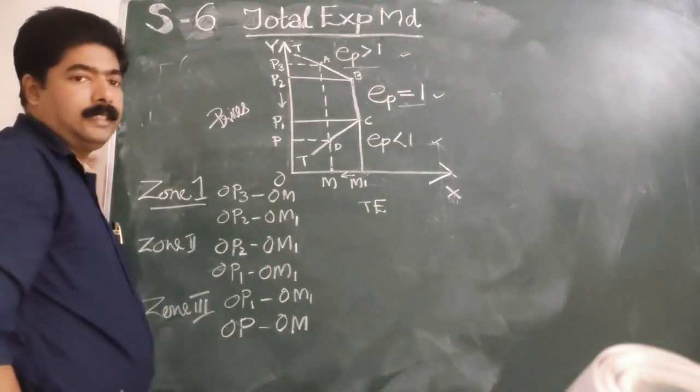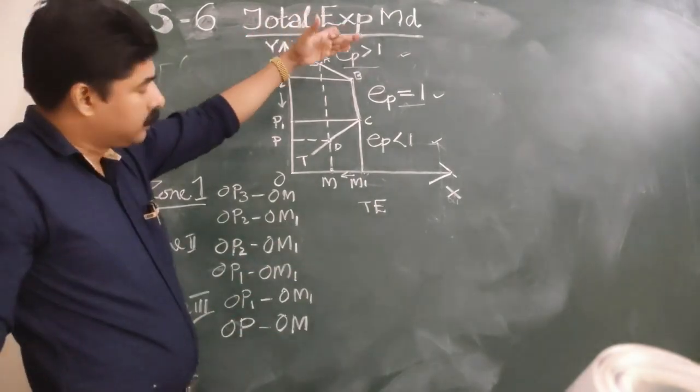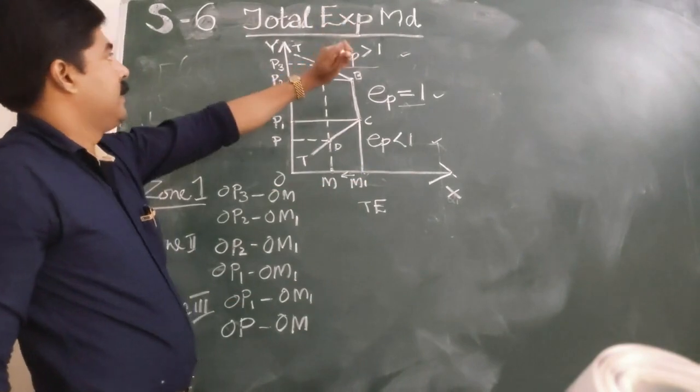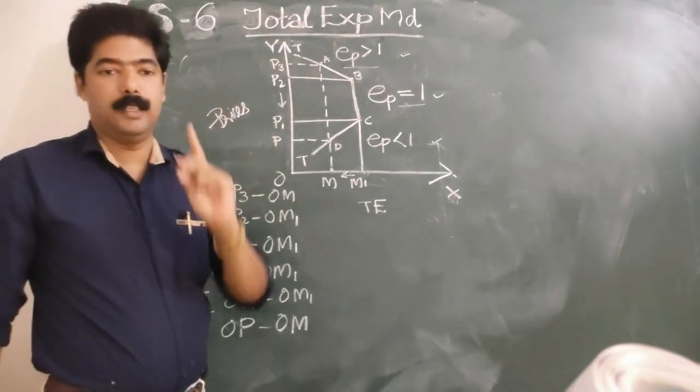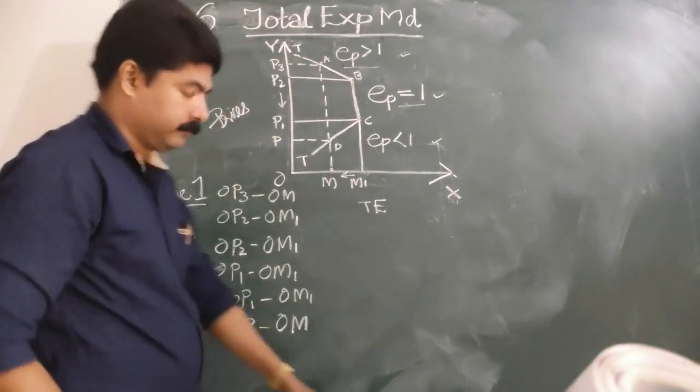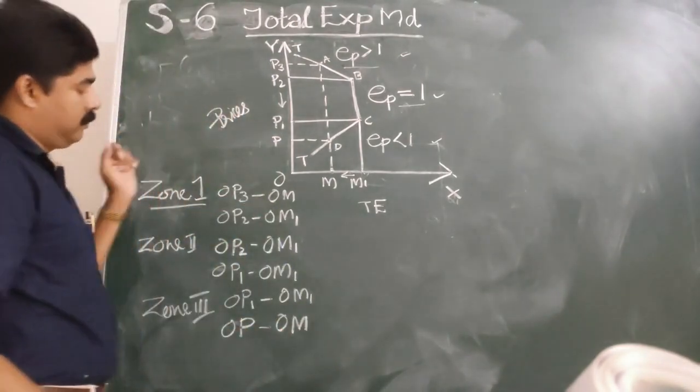So these are the different categories of price elasticity under the total expenditure method. Are you clear? You can note it down.